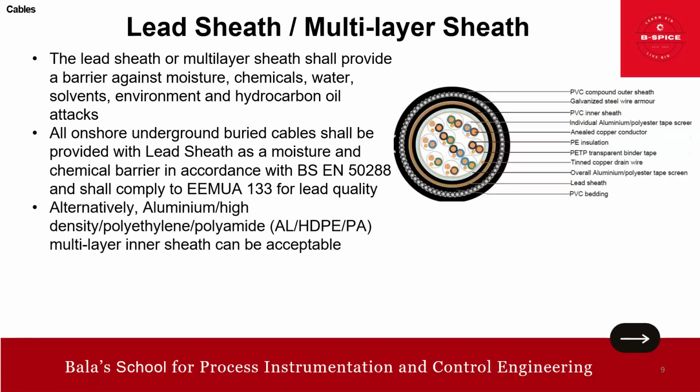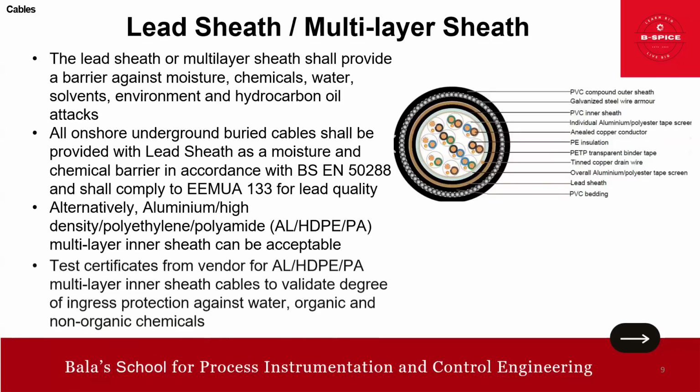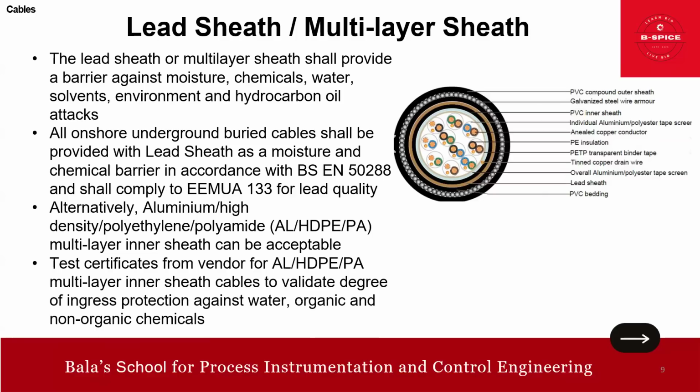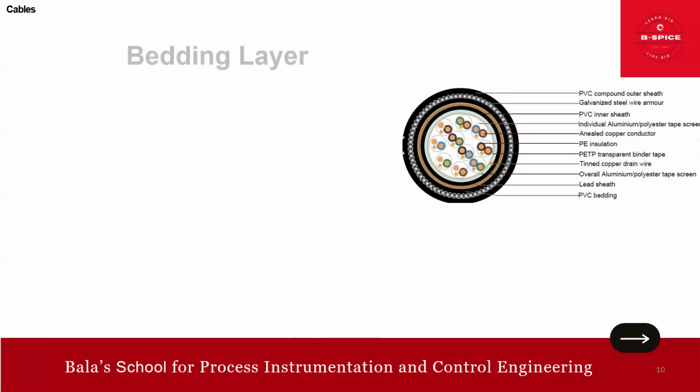Alternatively, aluminium or high density polyethylene polyamide multi-layer inner sheet is also acceptable. So this is the one, and we need a test certificate from the vendor for all these: the lead, the polyethylene. What for? To validate the degree of ingress protection against water, organic and non-organic chemicals. So this also we should ask for. This is about the small notes on the lead sheath, multi-sheath.